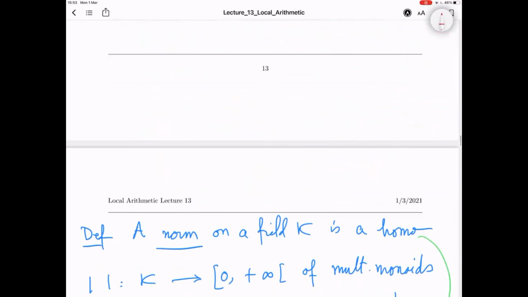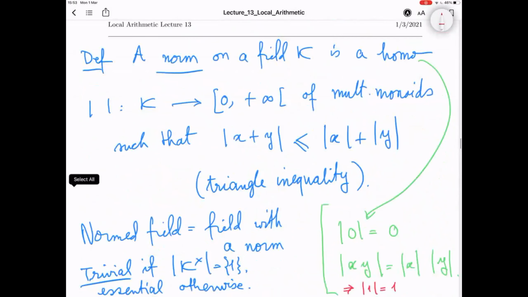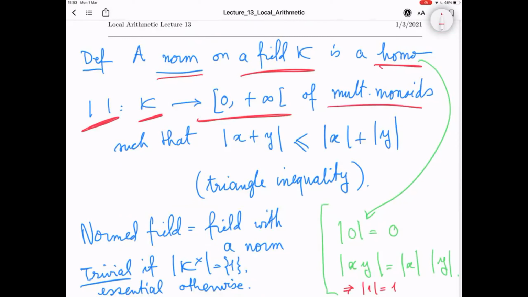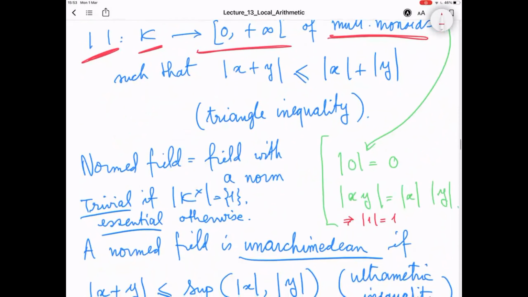Okay, so this is to motivate the definition of a norm on a field. It's a homomorphism denoted like this, like the absolute value sign, from the field K to [0, +∞), which is a morphism of multiplicative monoids. So this just means that it takes products to products here. It takes 0 to 0.